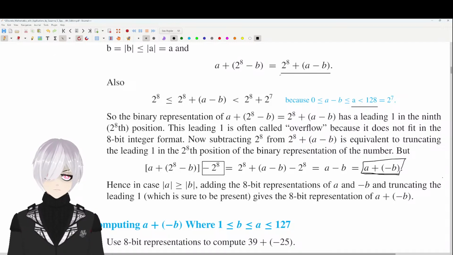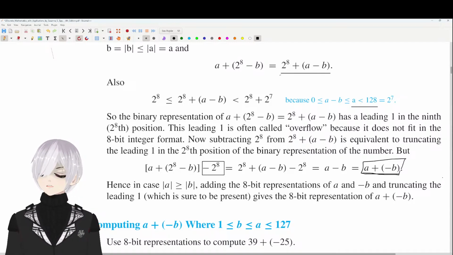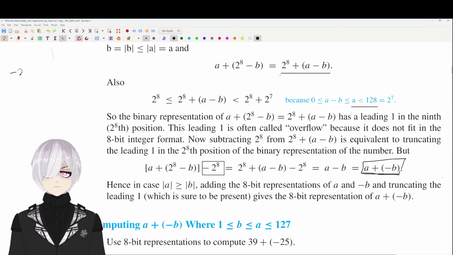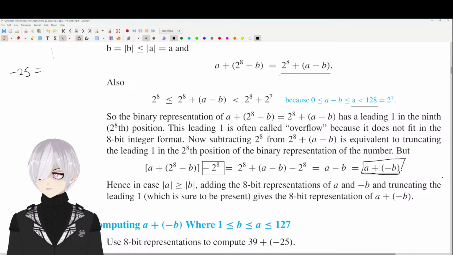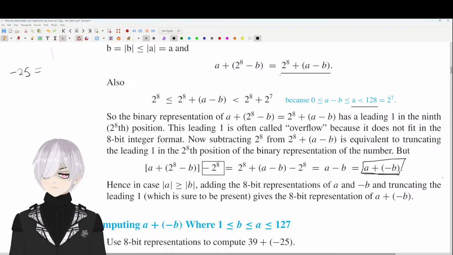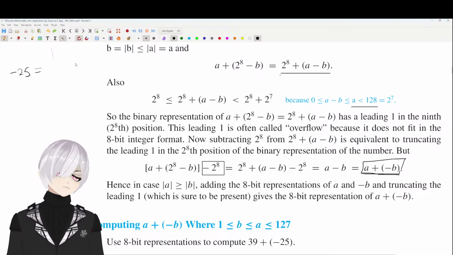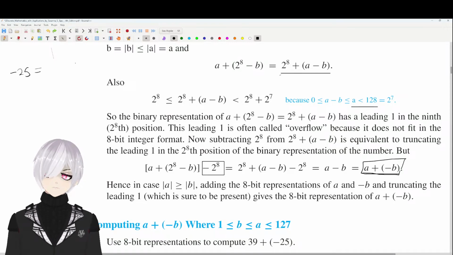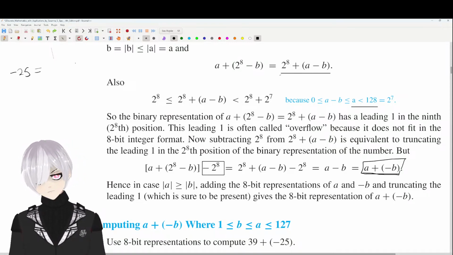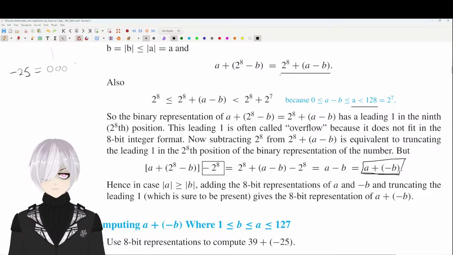Okay, so let's see. Negative 25, we'd want to get 25 and then turn it into its two's complement. Exactly. So we need the binary representations using 8 bits for both of those numbers. And we'd use the two's complement of 25. That would be the representation of negative 25.